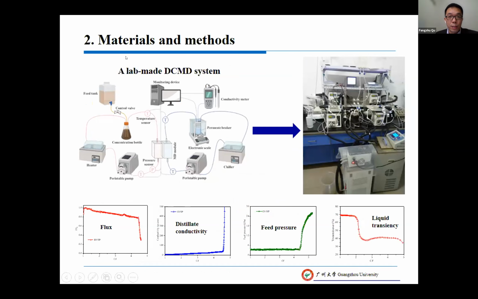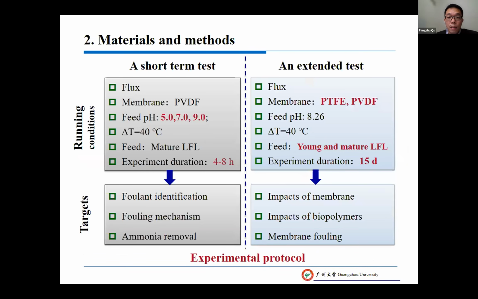The second part is the materials and methods. We built home-made DCMD systems in our lab, and the system contains 3 parts: a MD cell, a feedwater circulation system, and a distillate circulation system. We gather the distillate weight and conductivity monitored so that we can assess the membrane fouling and the wetting. This is the experiment protocol.